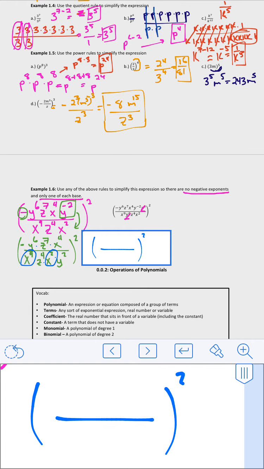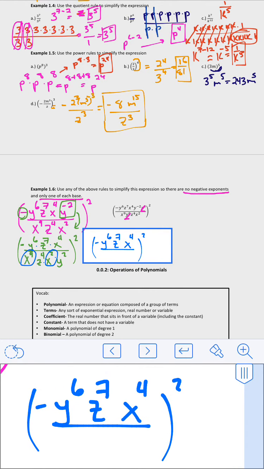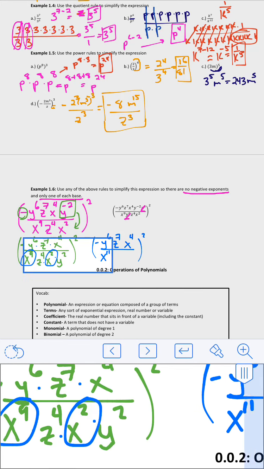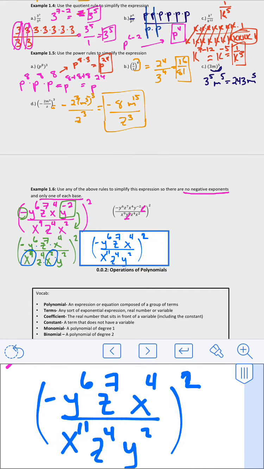Still got a squared. On the top I still have a negative y to the 6th, z to the 7th, x to the 4th. But now on the bottom, my x's, let's see, I've got 9 of them and 2 more. 9 plus 2 is 11, so I've got x to the 11th. And then the other 2 are z and a y, so they just stay the same. Z to the 4th, y squared. And that's still all being squared. Cool. Getting there. I've still got some multiples of each base, though.